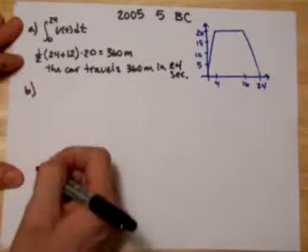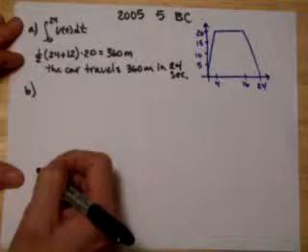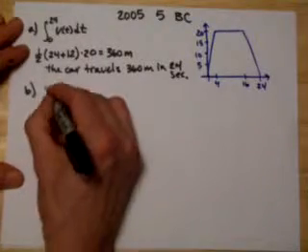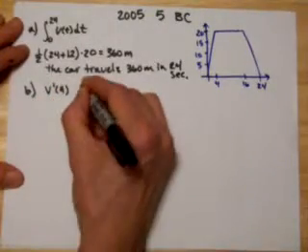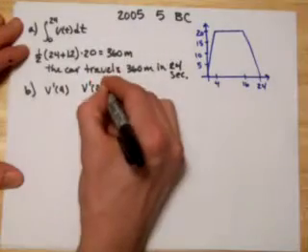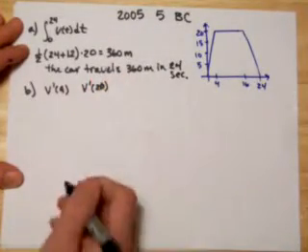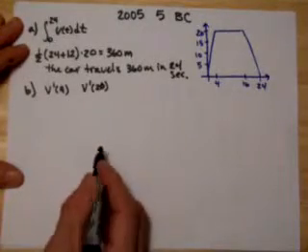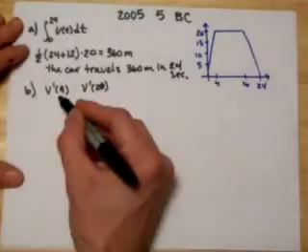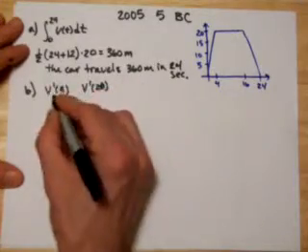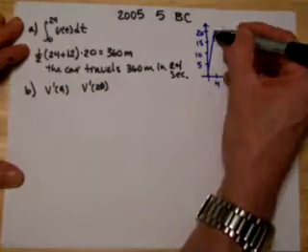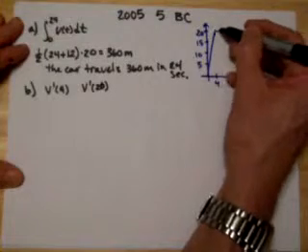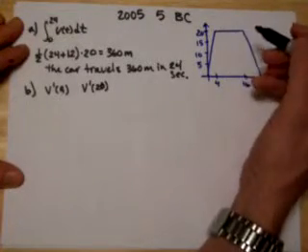B says, v prime of 4 and v prime of 20, find the value or explain why they do not exist. So v prime of 4 is a little bit trickier because it doesn't exist here. The slope on the left hand side is 5 and the slope on the right hand side is 0. That's the essential reason.